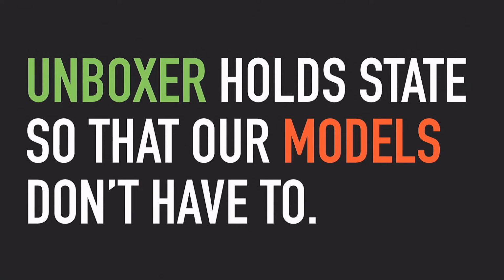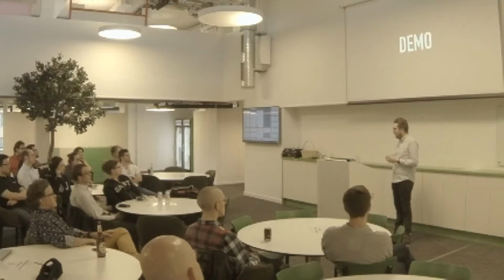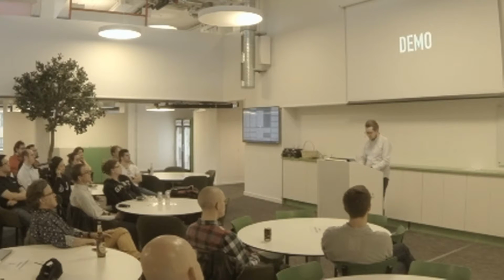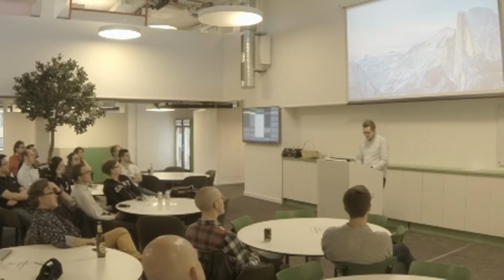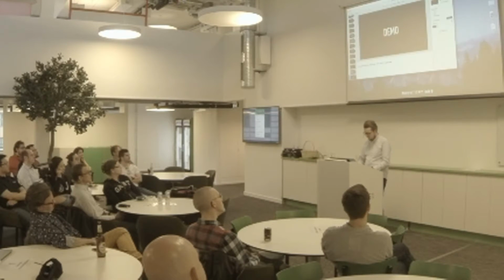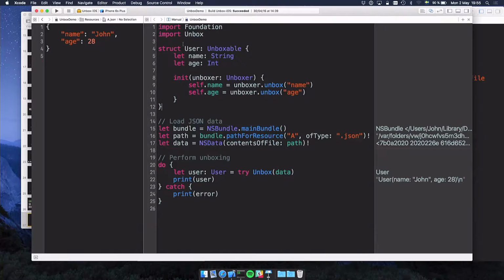Now, I've been talking about Unbox for a little while, but rather than giving you a whole API overview, I would love to just show you a quick demo of how you can implement Unbox in your model code. So let's switch over. All right, can everyone see this?